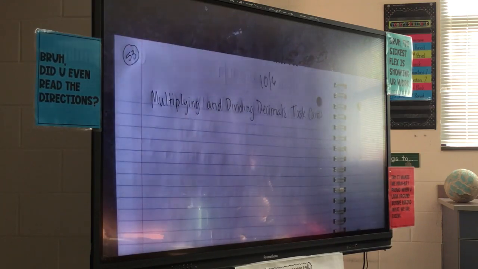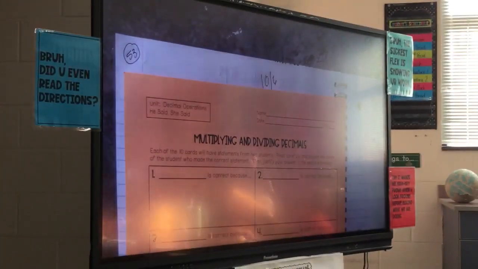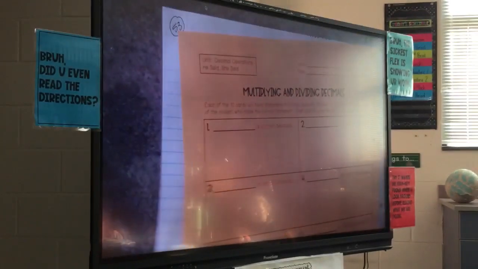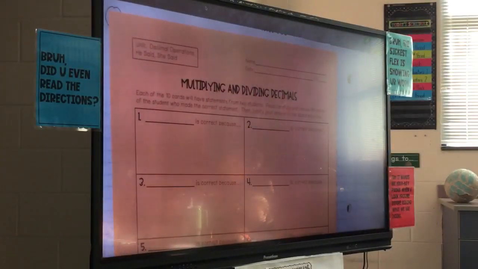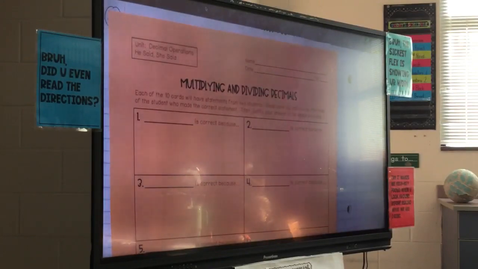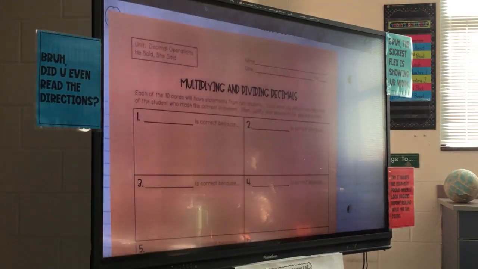Everyone grab a bright orange sheet of paper that I just passed out to you guys. Everybody get one. All right, so today you're going to be working on multiplying and dividing task cards. Monday we do our review for Unit 1 and Tuesday we take our Unit 1 test.